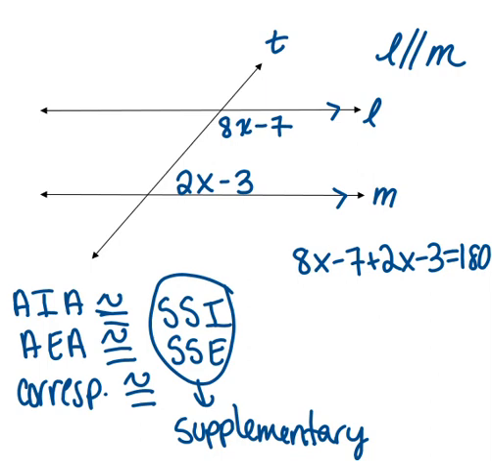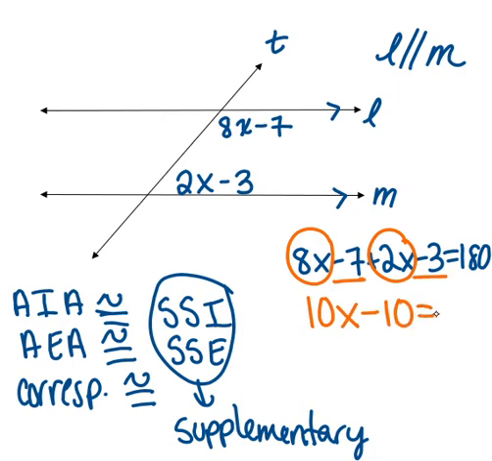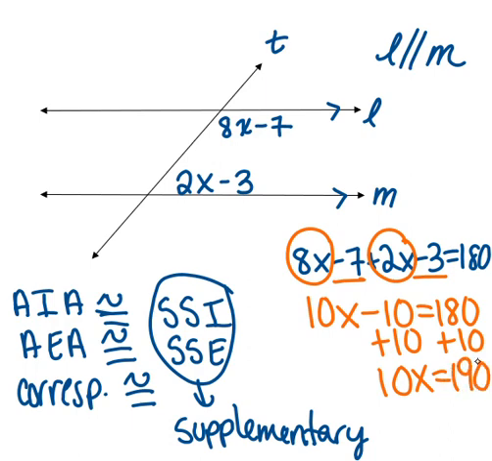Well, I have variables on both sides, so let's combine my like terms here. An 8x and a 2x make a 10x. A negative 7 and a negative 3, a negative 10 is 180. We solve for x, so we'll add 10 to each side. 10x is 190. We divide by 10, and x is 19.